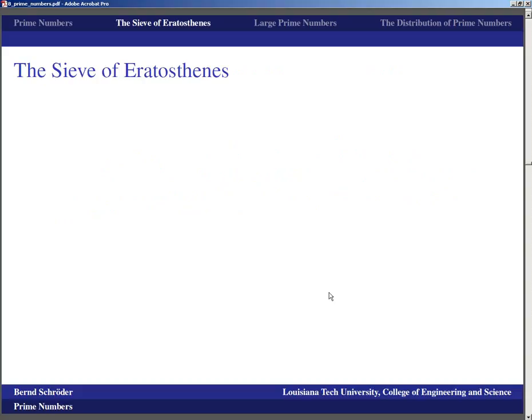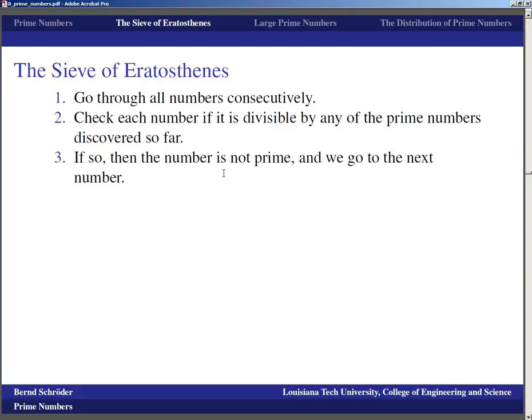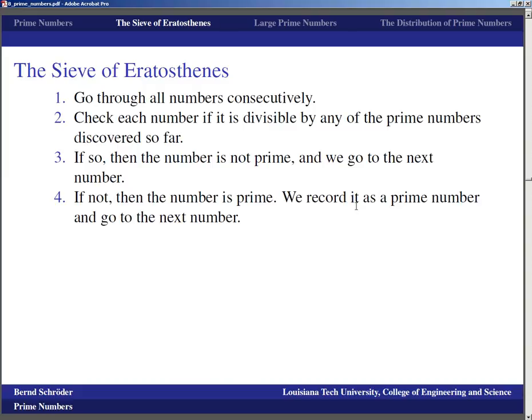Okay, so now how do we find prime numbers? The earliest algorithm to compute prime numbers is the sieve of Eratosthenes, and that goes like this. You go through all numbers that you are interested in consecutively. You check each number if it's divisible by any of the prime numbers that you have found so far. And if that is the case, then the number is not prime and we go to the next number. And if that is not the case, then the number is prime, we record it as a prime number and go to the next number.